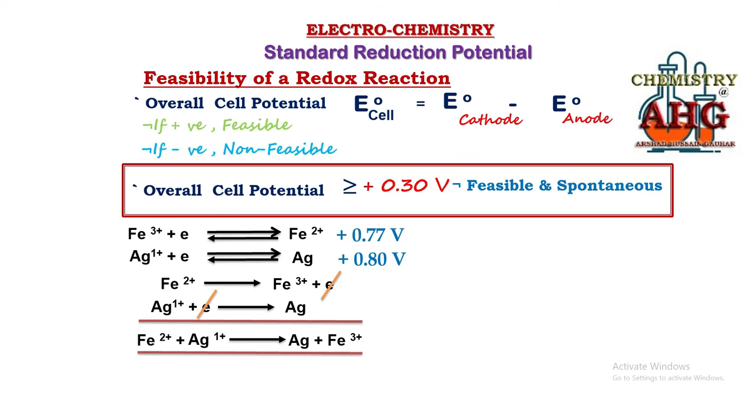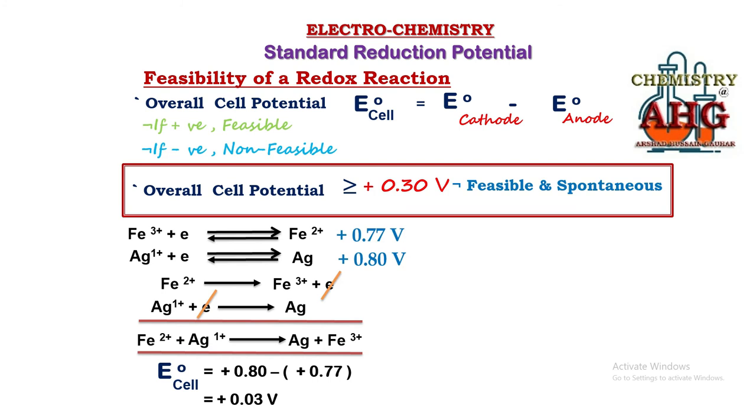Now you can ask how it is confirmed that it is feasible. Let's use the formula for cell potential and get the cell potential of this reaction. You will see that the cell potential of this reaction would be positive. The cathode of this reaction is the silver half cell, so its potential will be taken, and its potential is 0.80, and 0.77, the potential of iron, will be subtracted from this. You will get a positive potential overall, so it means this reaction is feasible. Although this reaction is not spontaneous, it is feasible.